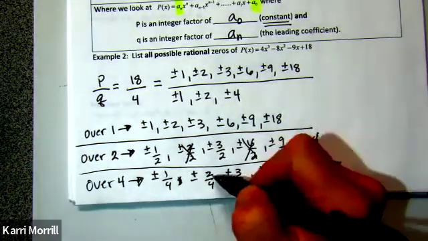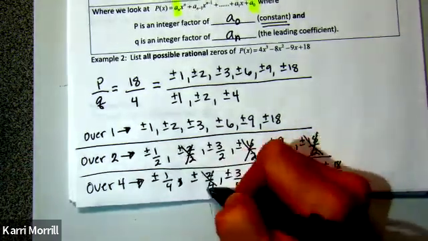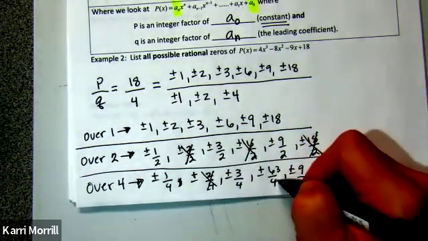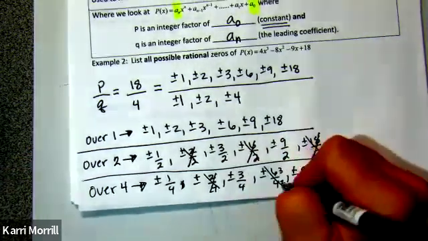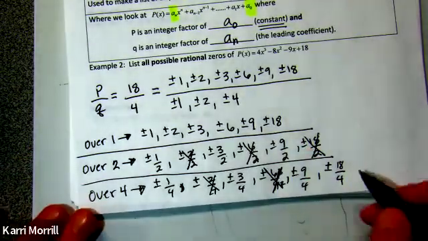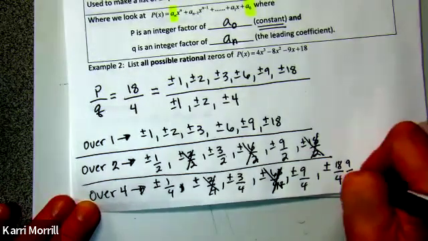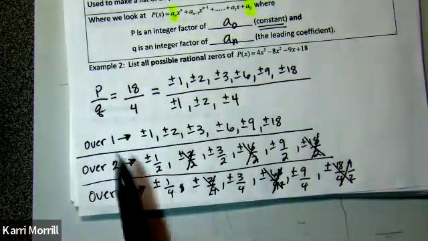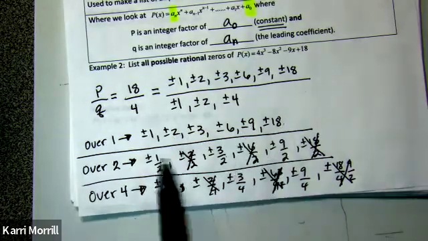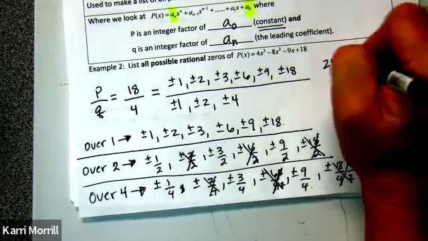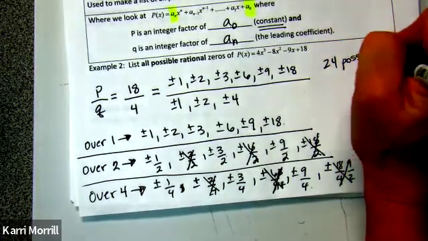1 over 4 is new, but 2 over 4 would reduce to 1/2, so that's repeating. 3 over 4 is new. 6 over 4 would be reduced to 3 over 2, which is in that previous list, so that's repeating. 9 over 4 can't reduce, it's new. 18 over 4 reduces to 9 over 2, which is actually a repeating number. And so there's 1, 2, 3, 4, 5, 6, 7, 8, 9, 10, 11, 12. There's technically 24 possible zeros in this list.